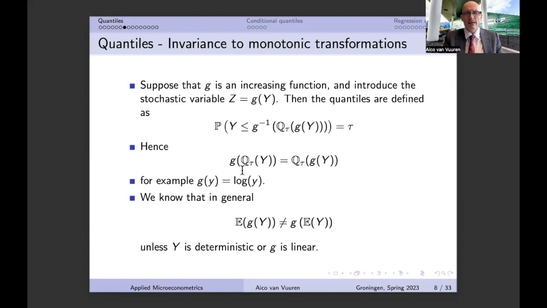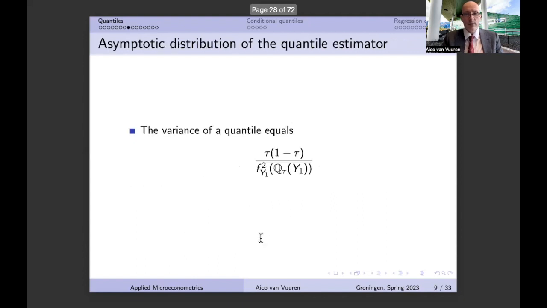Even though this makes a lot of sense, you should realize that this is actually not true for means. We know already for a very long period of time that the mean of a function is not equal to the function evaluated in the mean. This is only true at the moment that y is going to be deterministic, or in the case that g is going to be linear.